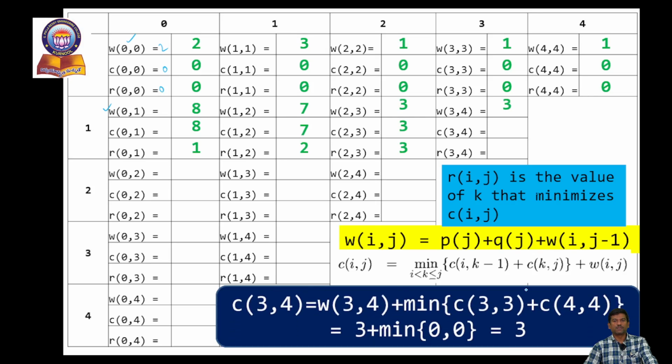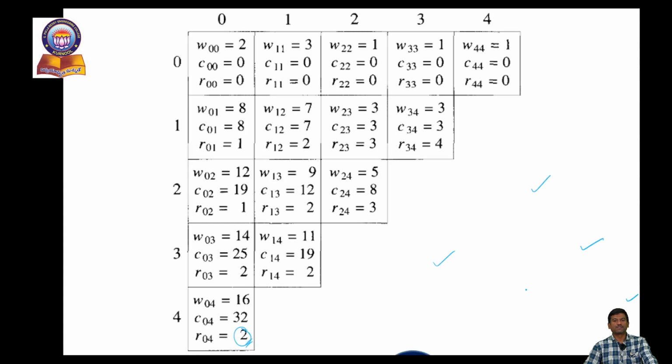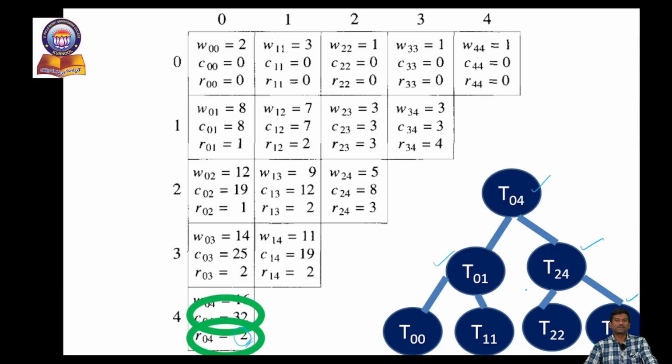Once you fill all these cells by replacing the values of i and j, these are the values obtained. And to the next level, you'll be finding the tree, that is T04 as the root, T01 as a left child, T24 as a right child, and so on. And that is how we can finish.